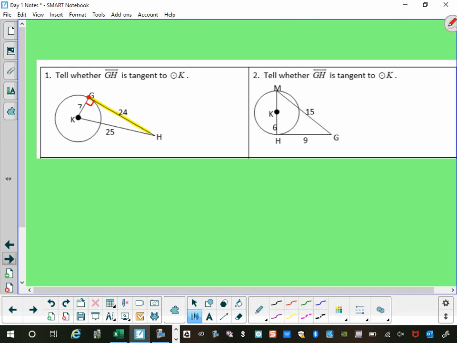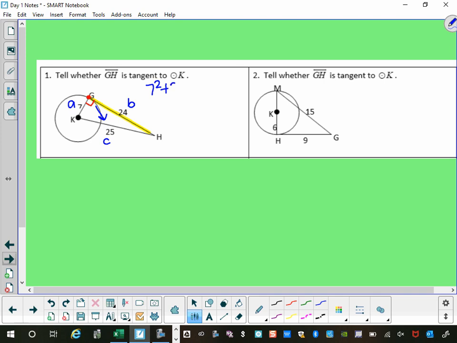Alright, so in order to prove that GH is a tangent, I have to do the Pythagorean theorem. If we're looking at these numbers, what's my C? I have to do A, B, and C. Which one is C? How do we know that C is 25? It's right across from the right angle. That's my hypotenuse, right? All right, so 25 is C. I can say that 7 is A and 24 is B. A and B are interchangeable. All right, so I'm going to write out my equation.